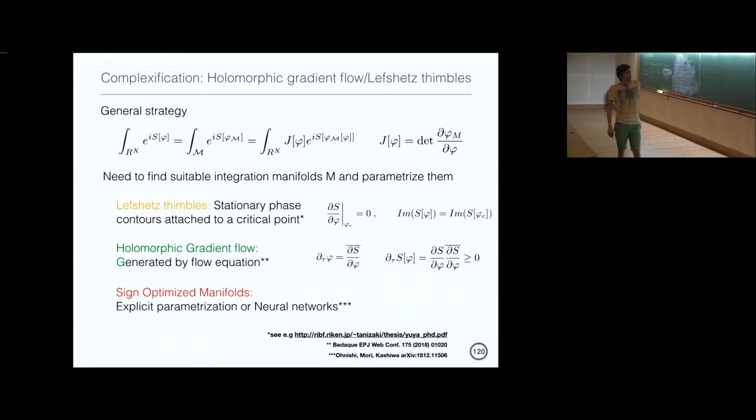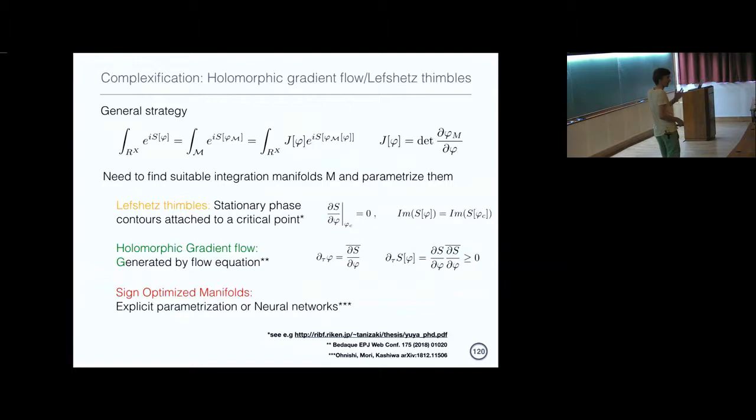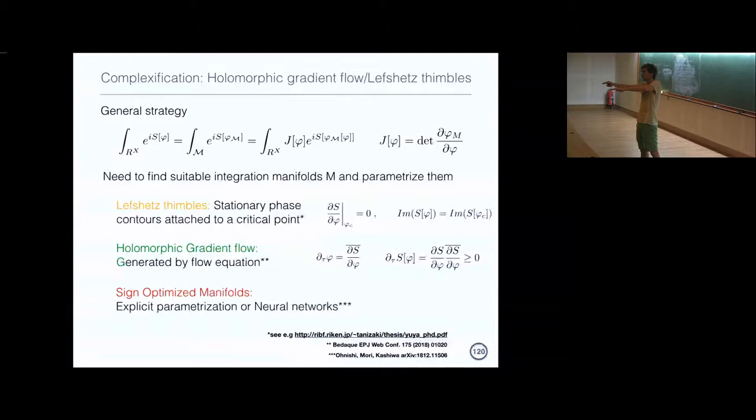There's another kind of approach which tries to go stepwise towards getting a better integration manifold. That typically comes under the name of holomorphic gradient flow, or I think the algorithm is sometimes called contraction algorithms. The idea is that you start with your integration on the real manifold. But then instead of directly guessing some crazy manifold that's going to be nice, you continuously deform your manifold such that the sign problem will get milder and milder as you move on.